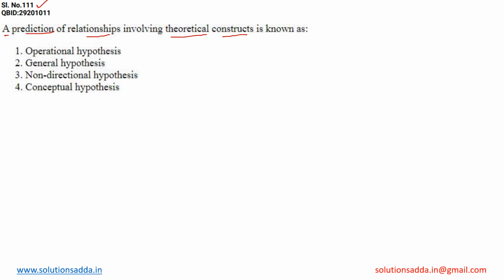The question statement says that the prediction of the relationship in which we are involved, the theoretical construct, which hypothesis is that called? So here we have the operational hypothesis, general hypothesis, non-directional and conceptual. In order to understand, do you know the meaning of hypothesis? Hypothesis is basically the condition we have taken before taking the samples, and we implement our operation on that and get the desired output. So hypothesis is basically the expected outcome.